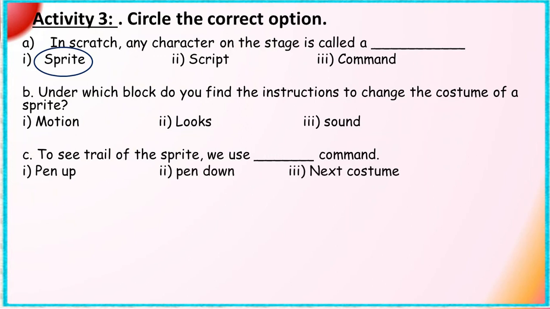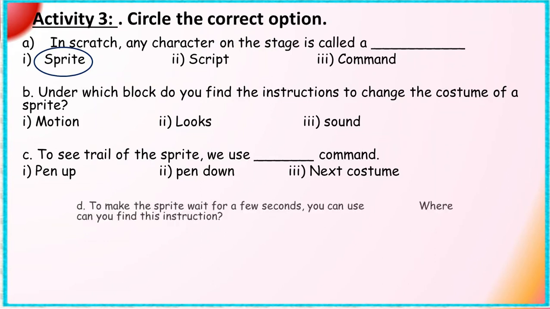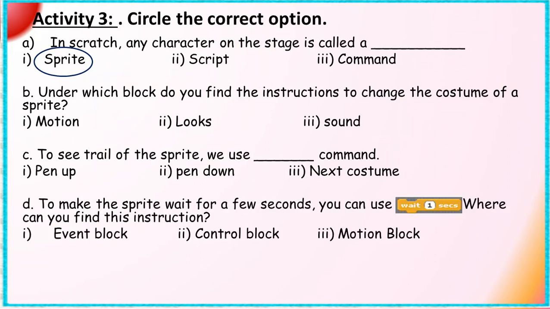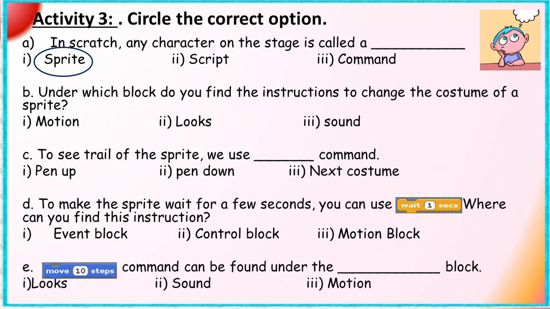To see the trail of the sprite, we use dash command. Pen up, pen down, next costume. To make the sprite wait for a few seconds, you can use wait 1 second. Where can you find this instruction? Event block, control block, motion block. Move 10 steps command can be found under the dash block. Looks, sound, motion. Children, you understood this activity also?